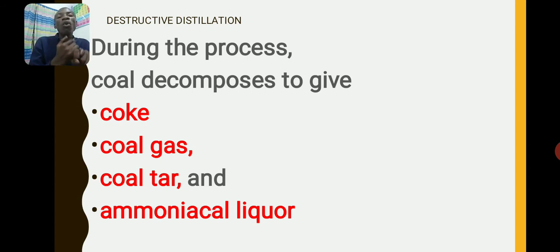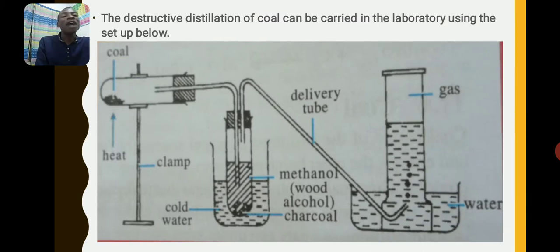Number 1 is coke. Number 2 is coal gas. Then you have coal tar and ammoniacal liquor. Those are the 4 products of the destructive distillation of coal. And you can see in this video where coal is being heated. As you are heating the coal, it's going to decompose into all those products.